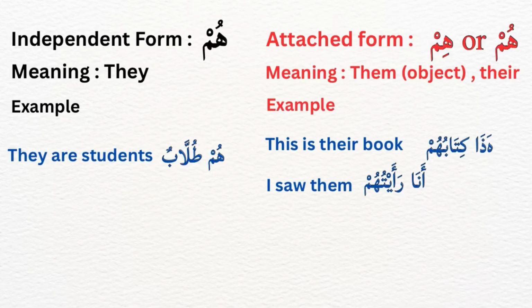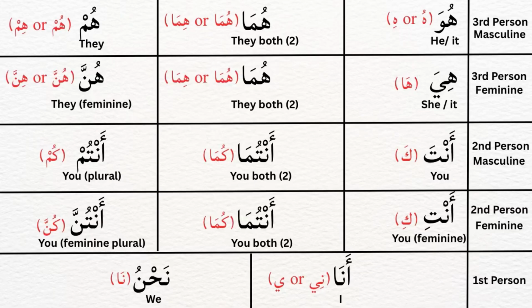Next, hum. The attached form of hum is either hum or him. And the meaning is them as an object or their. For example, this is their book. هذا كتابهم. This is their book. Next example, I saw them. أنا رأيتهم.